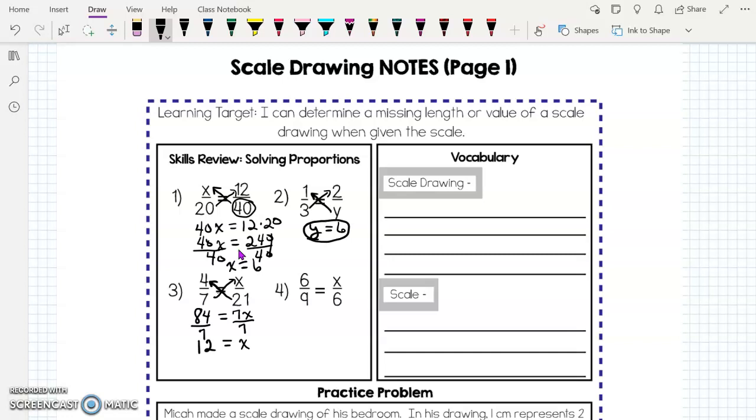Okay. Last skills review or warm-up problem is 9 times x is going to give us 9x. 6 times 6 is going to give us 36. And so, just like with all the others, we would divide by 9 to get x by itself. And 36 divided by 9 is 4. So here the vocabulary is on page 137.